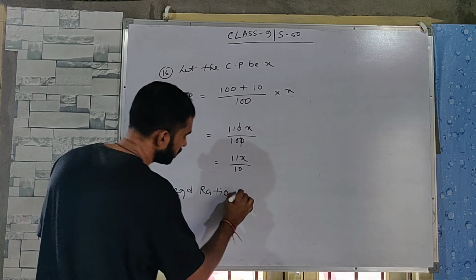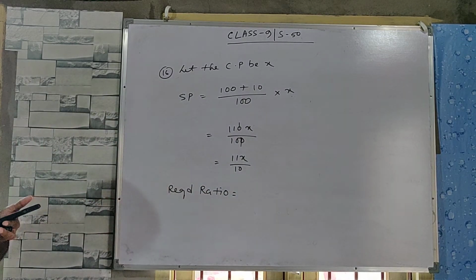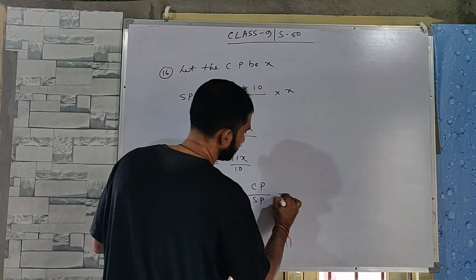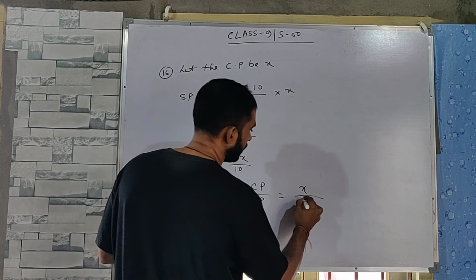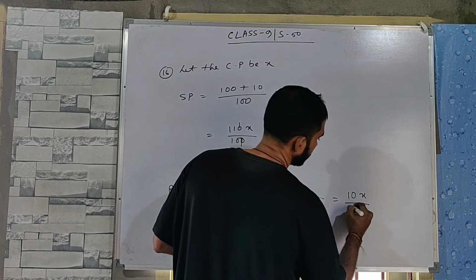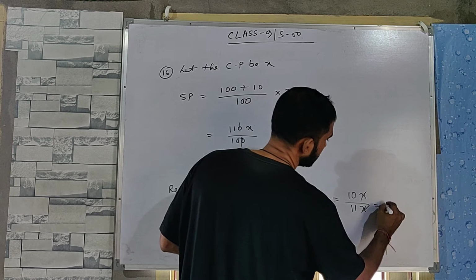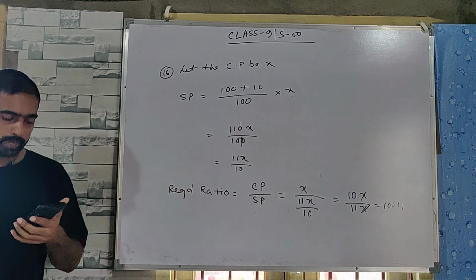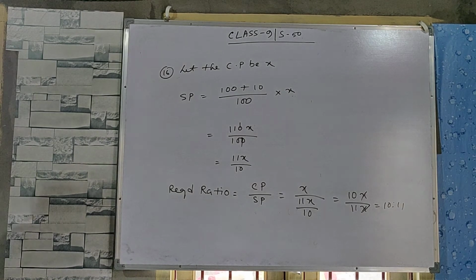So the required ratio equals CP by SP. Now CP is X and SP is 11X by 10. So 10X by 11X. X cancels. 10 is to 11, so this is the answer. The ratio of CP and SP is 10 is to 11.